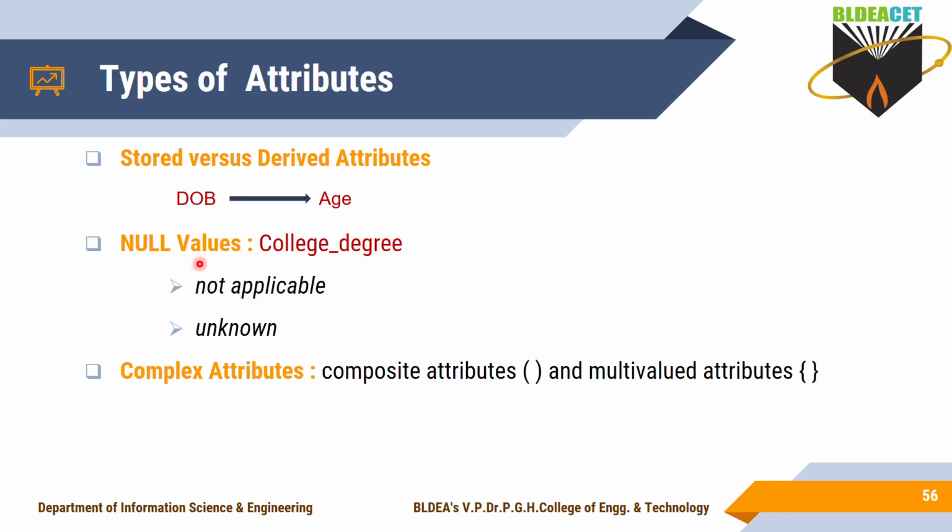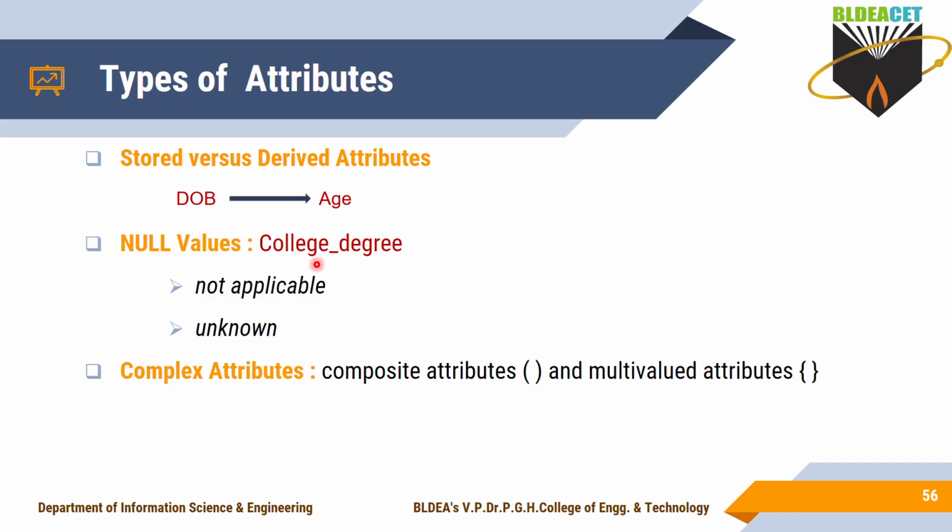Next, one more type is null values. Null values for some attributes. For these, you may not know what value those attributes actually hold. Such an attribute value you can take as a null value here. It may be unknown or it may be not applicable. Sometimes for those attributes it is not applicable. Then also you can take the value as null here.